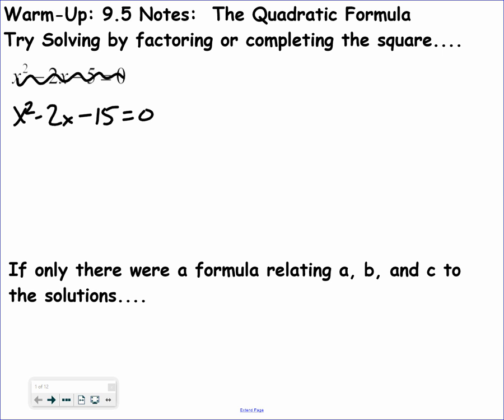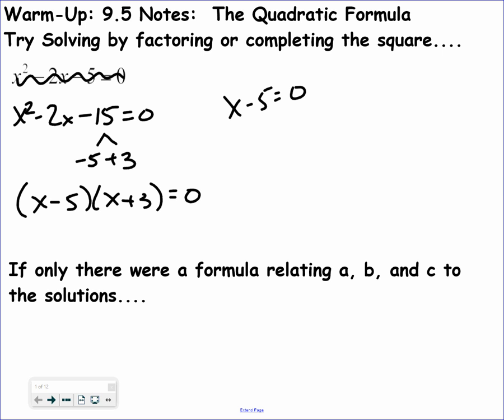But if I wanted to solve this by factoring, I'm looking for factors of negative 15. They're going to end up getting you negative 2, so negative 5 times positive 3. So (x minus 5)(x plus 3) equals 0. Set the parentheses equal to 0 and get x equals 5 and x equals negative 3.